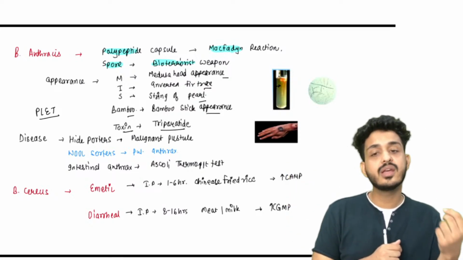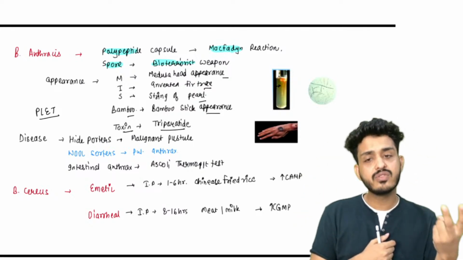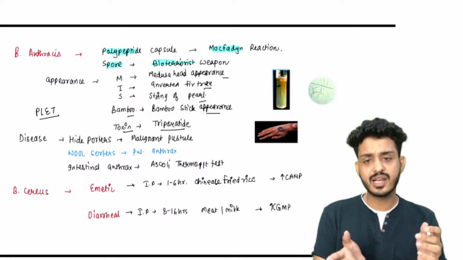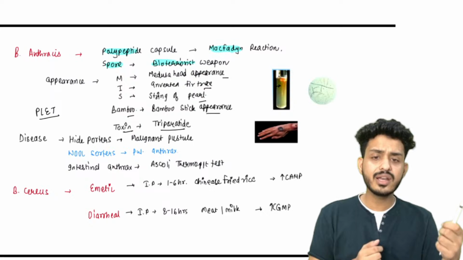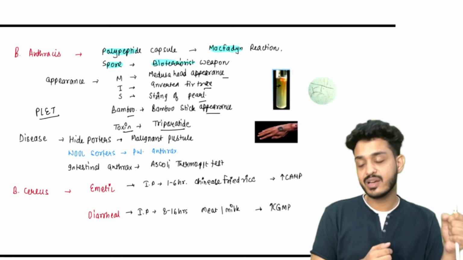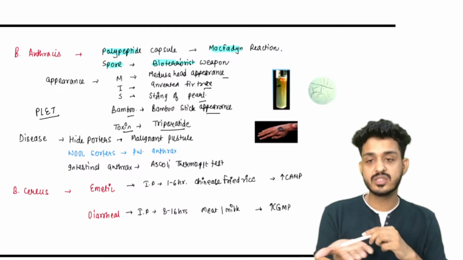Miss Bamboo. Miss Bamboo means M for Medusa head appearance. Her appearance is Medusa head. I for inverted fir tree. She has worn something like that. S for string of pearls. She is having a string of pearls. In one hand there is a bamboo stick. On another hand she is having a plate.